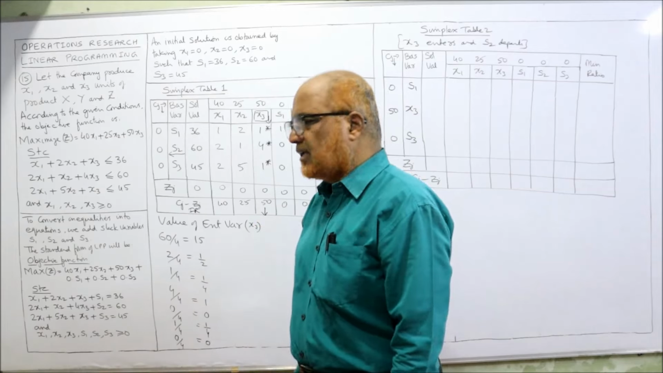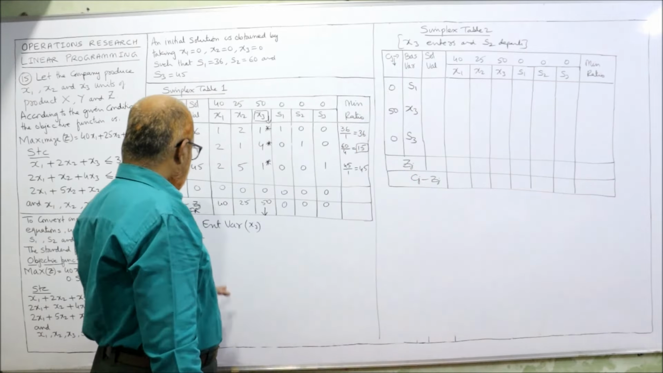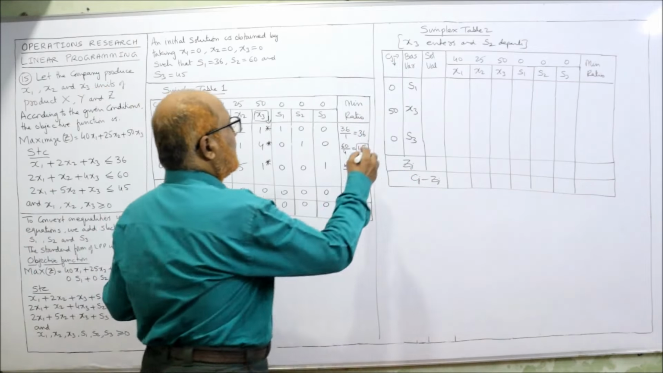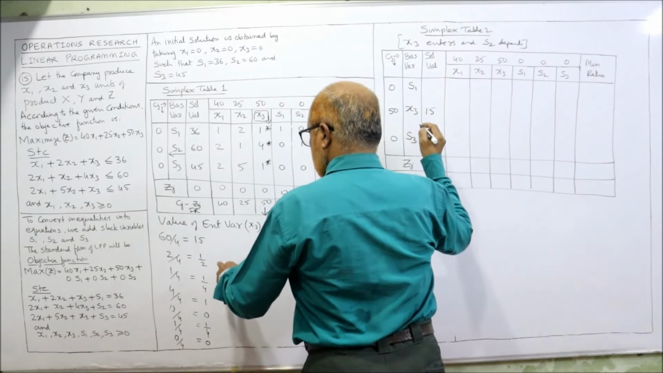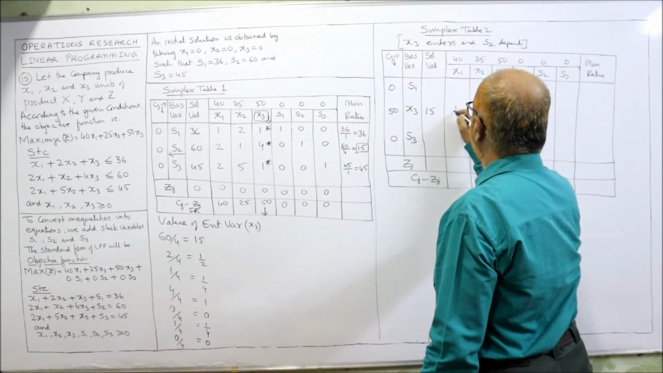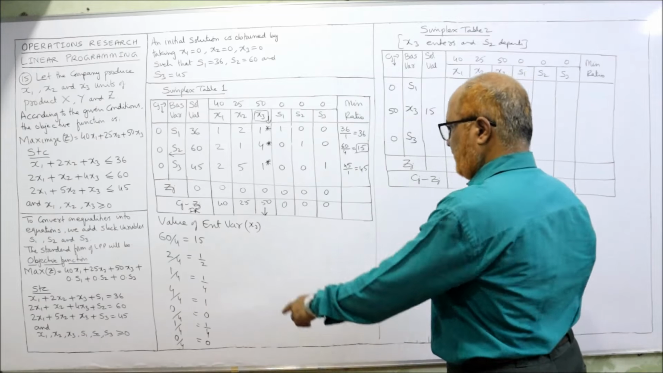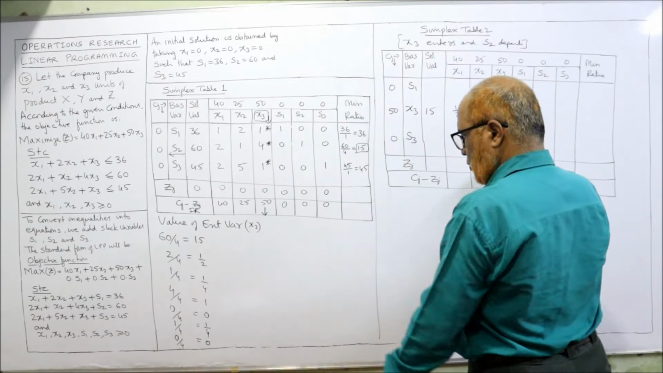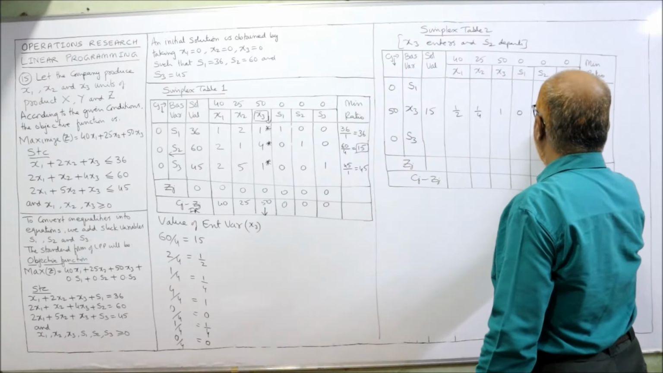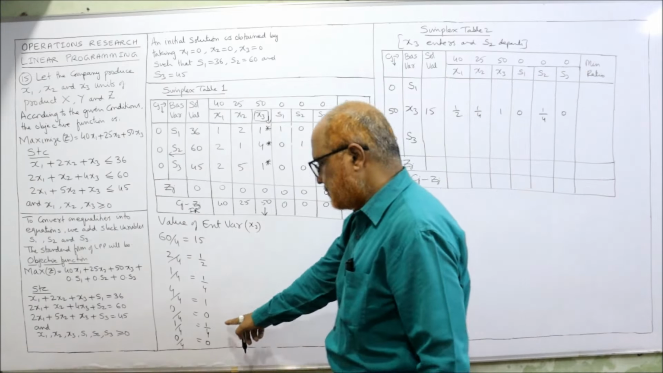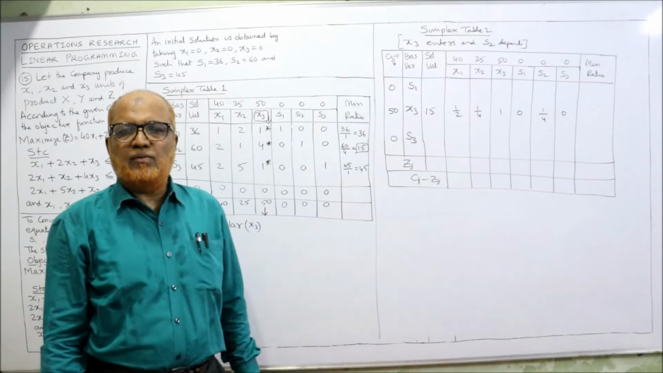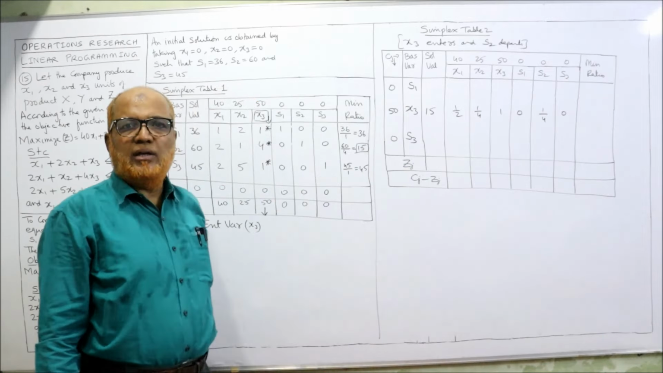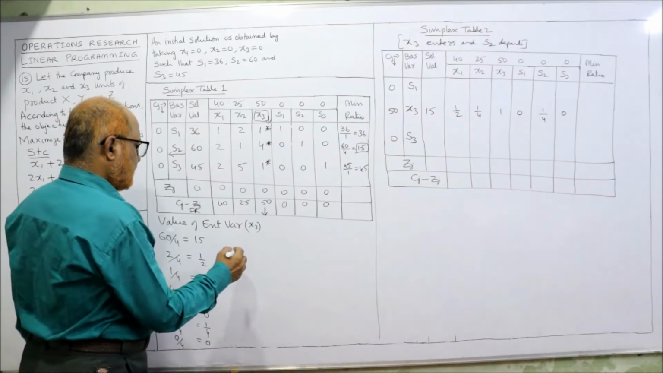The entering variable is X3, so take it down. X3 values are 15, then 1 by 2, then 1 by 4, then 1, 0, 1 by 4 and 0. That's all. So we have taken the values of the entering variable. Now we need the new values of S1.